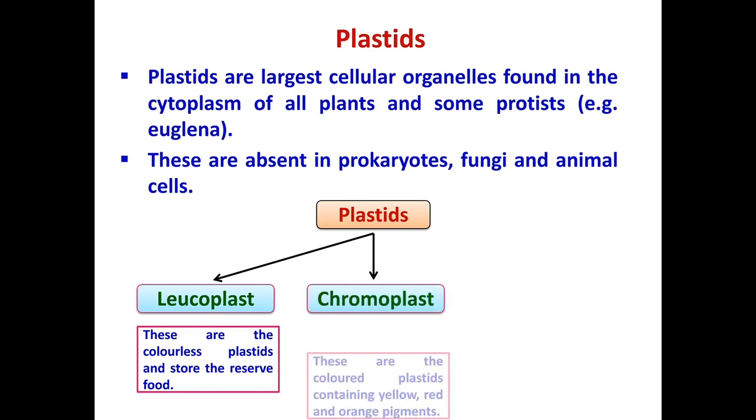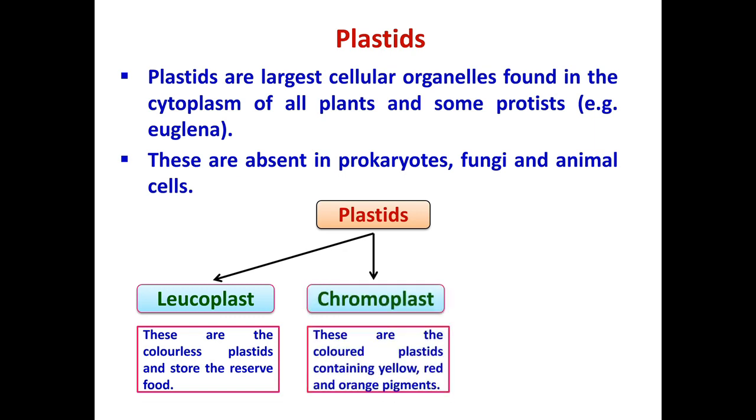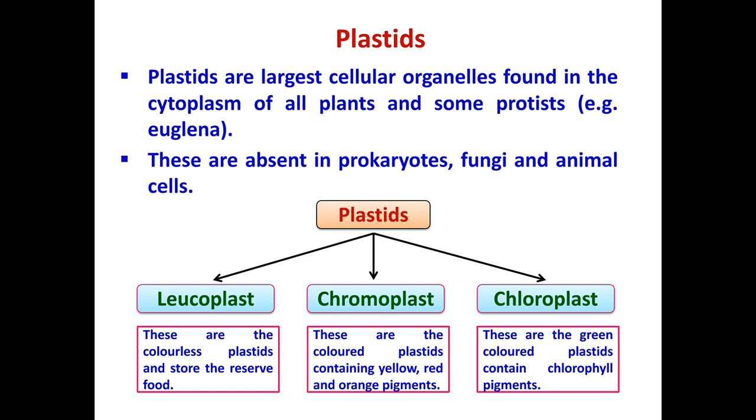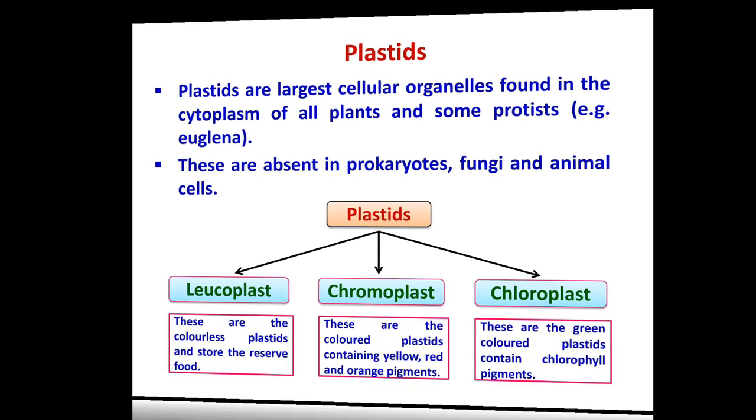These are the colored plastids which give yellow, red and orange color to the different parts of the plant. Third type of plastid is known as chloroplast. Chloroplasts are green in color and they are green plastids due to the presence of chlorophyll pigment. Now students, let's understand the chloroplast in details.